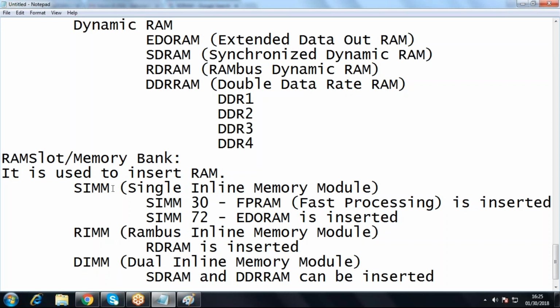Now, if you see, for every slot like SIM and RIM, you're having a clear picture of what type of RAM can be inserted. If you go for SIM 30, you can insert only FP RAM. SIM 72, EDO RAM. RIM, RD RAM. But when it comes to the DIM slots, you can insert SD RAM and DDR RAM. Now again in DDR RAM, you're having four types. Now, how can you know what type of RAM can be inserted in this particular DIM slot?